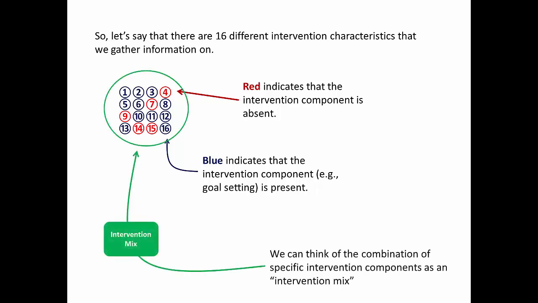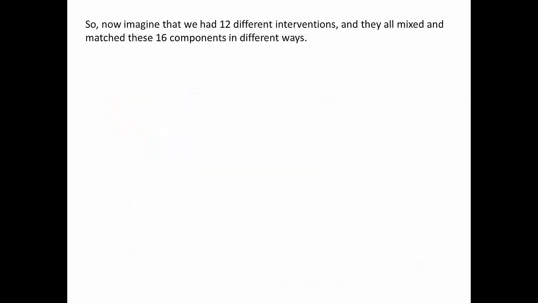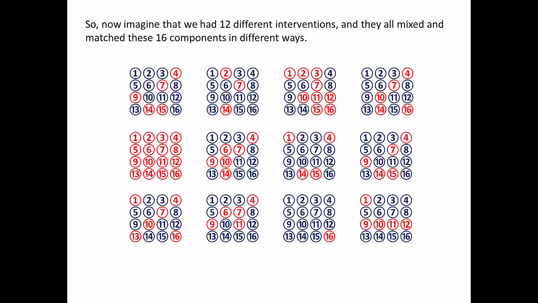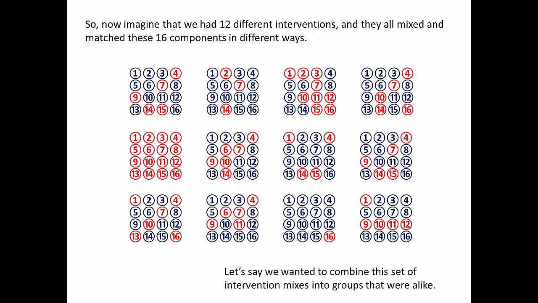Well, we can think of the whole combination of specific intervention components as an intervention mix. So a treatment arm really can be conceived of as a mix of different intervention components. Well, now imagine that we had 12 different interventions, 12 different arms, and they all mixed and matched the 16 components in different ways. Okay, so if we were going to draw a picture of it, it might look something like this. And let's say that we wanted to combine this set of intervention mixes into groups that were alike.